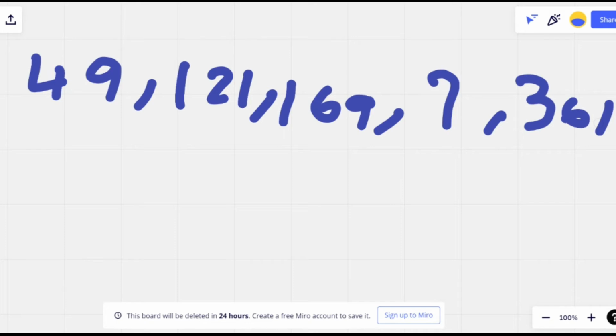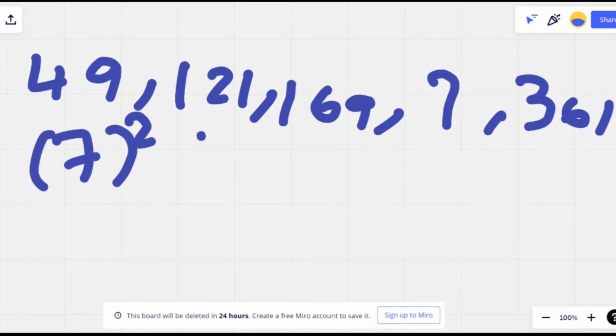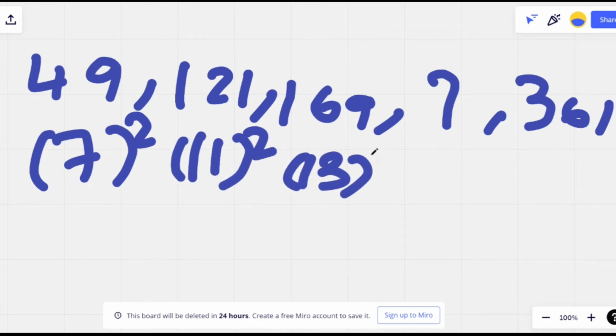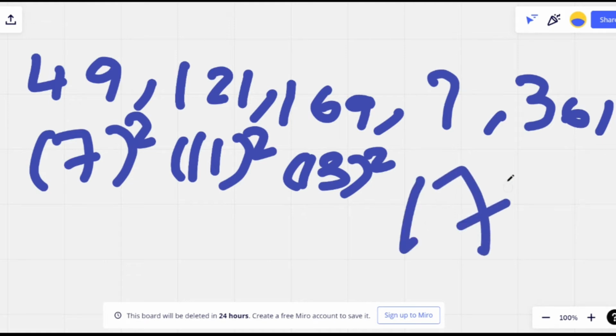It's a very easy one. 49 is the square of which number? 49 is the square of 7, 7 square. Similarly, 121 is 11 square, 169 is 13 square, and here a question mark. So it is following a certain pattern. I hope you got it. See here, 7 square, 11 square, and 13 square. So it is 4 increase, 2 increase, so 4 increase. We need to find 17 square over here.